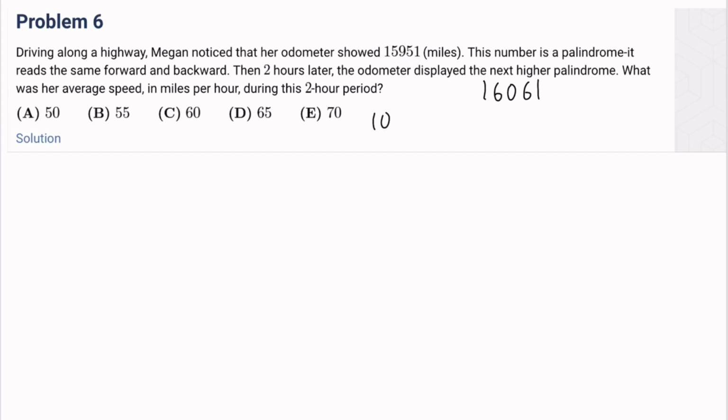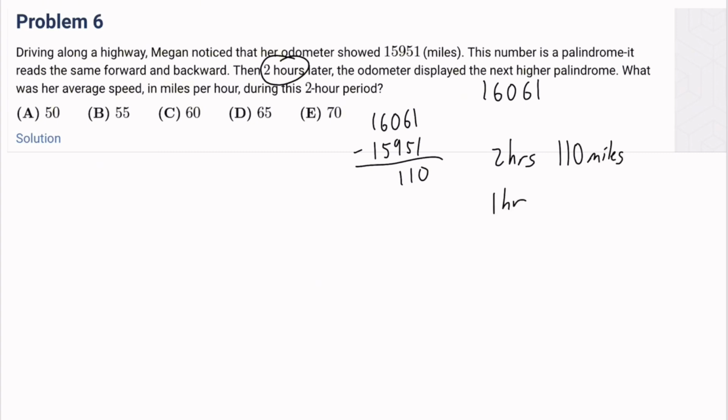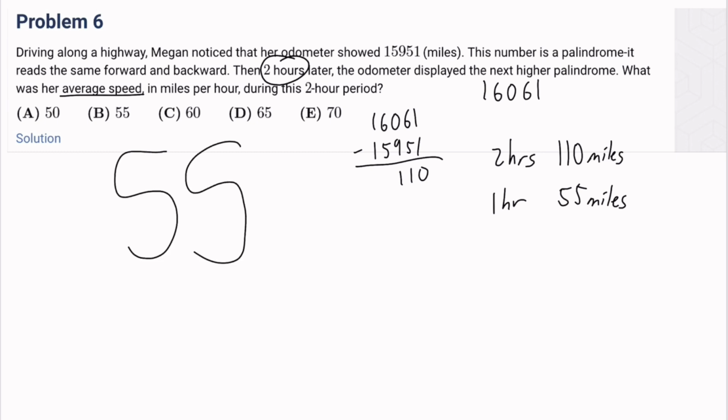So that will be 16061 minus 15951, and so that will be equal to 110 miles, right? So in 2 hours, she went 110 miles. So in 1 hour, she will go 55 miles, right? So her average speed in miles per hour was 55 miles per hour. So the answer is B.